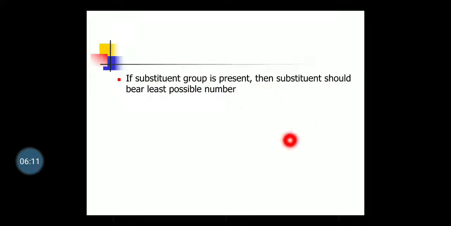Now the next rule, this is again for a simple heterocyclic ring, but if a substituent group is present, a heterocyclic ring with one substituent, then the substituent should bear the least possible number. That substituent should get the least numbering, that is what the rule states.